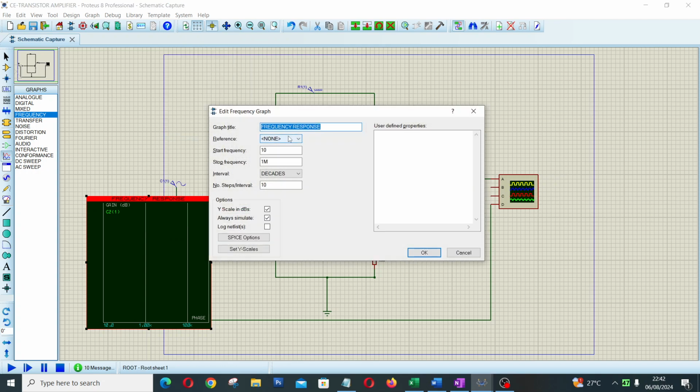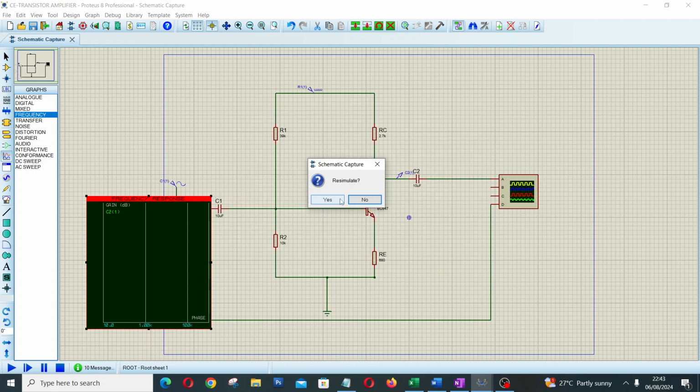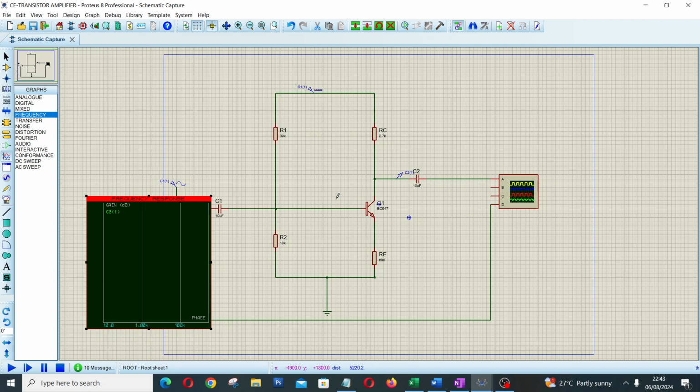When you go to edit graph, the reference point you choose is the root, that is C1. Then for the start frequency, you can say let's start our frequency sweep from 10 Hz, and I want to get to something around 3 megahertz. So we want to carry out a decade sweep. The number of intervals, leave it as 10. Click on OK. Simulate by pressing the space bar.